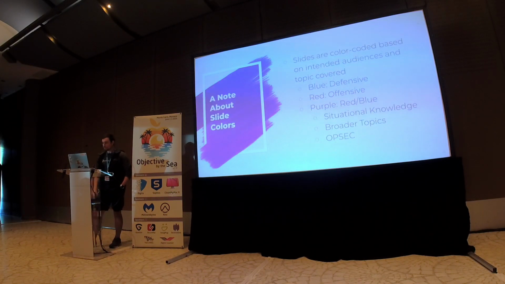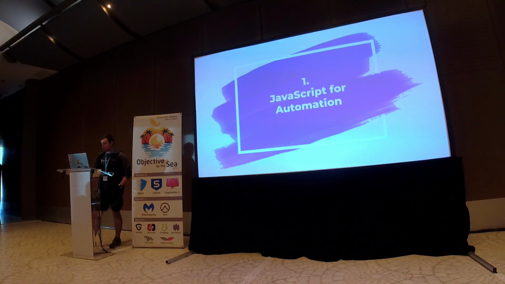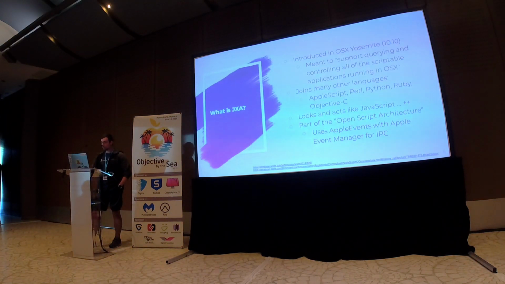One thing to note as we go through: my slides are color-coded. Especially at SpectreOps, we do a lot of offensive and defensive work. So throughout this presentation, you'll see I try to color-code the slides, whether I'm talking about something from an offensive perspective, some defensive aspects, or even purple, which is just OPSEC awareness, introducing topics, that sort of stuff. So keep that in mind, as it gives you a hint as to why I'm talking about certain things. So initially, straight off, we'll talk about JavaScript for Automation.